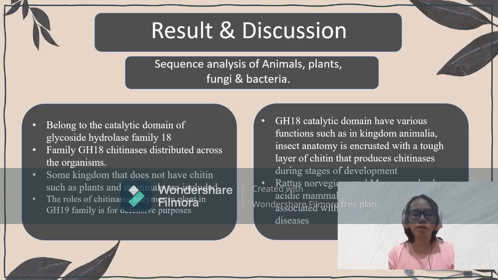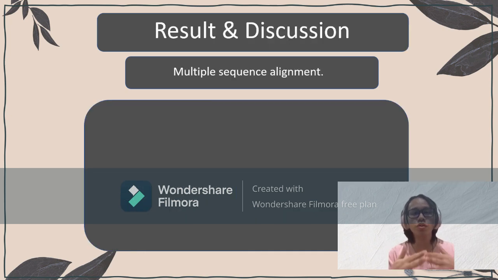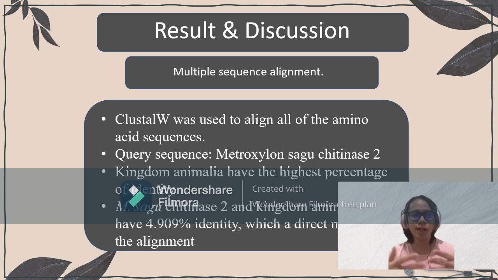Next is multiple sequence alignment. Clustal W was used to align all of the amino acid sequences, and the query sequence is M.sagu chitinase 2. Upon analysis, kingdom Animalia has the highest percentage of identity among all of the kingdoms. M.sagu chitinase 2 and kingdom Animalia have 4.9% identity, which is a direct match in the alignment.